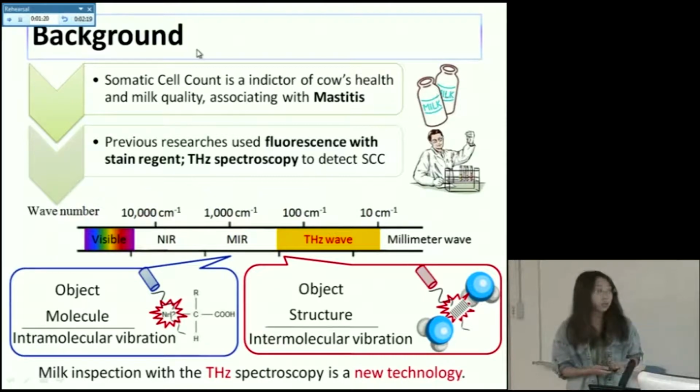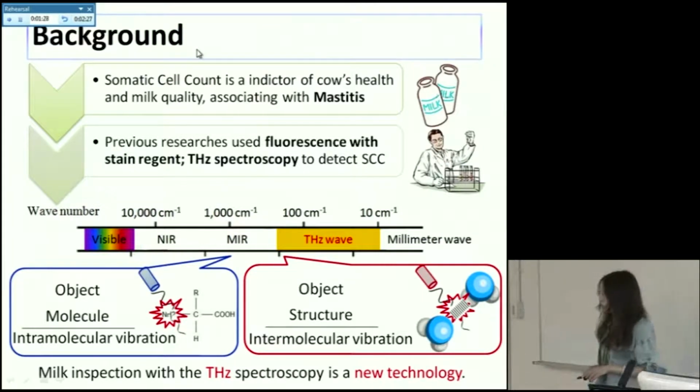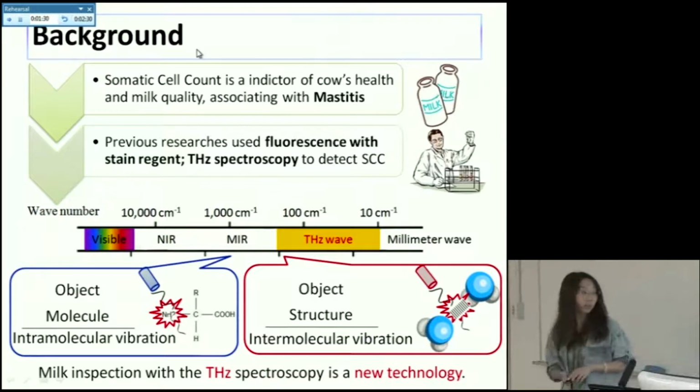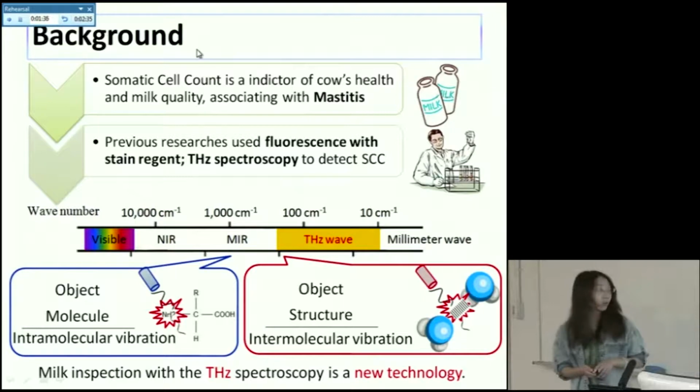Terahertz wave lies between electronic waves and optical lights. This region contains a lot of information on intermolecular vibration, such as hydrogen bonds and van der Waals forces. Whereas in the mid-infrared region, the target is intramolecular vibration, such as chemical bonds. So the mid-infrared region is very useful for chemical identification and classification because it is very sensitive to the functional groups of the molecule. But milk inspection with terahertz spectroscopy is a new technology.